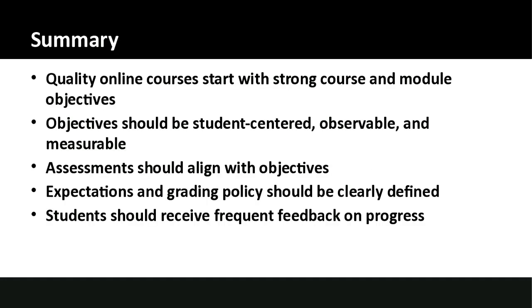Here's some things that we talked about. If there's 5 things that I really want you to remember, it's these. To really start with strong objectives. Make sure that they are observable and measurable and student-centered. The assessment should align with the objectives. Everything should be clearly defined. In an online course, we don't always have the opportunity to gauge our students' confused look on their face, so we need to make everything really clear. And then students should receive frequent feedback on their progress to be successful.